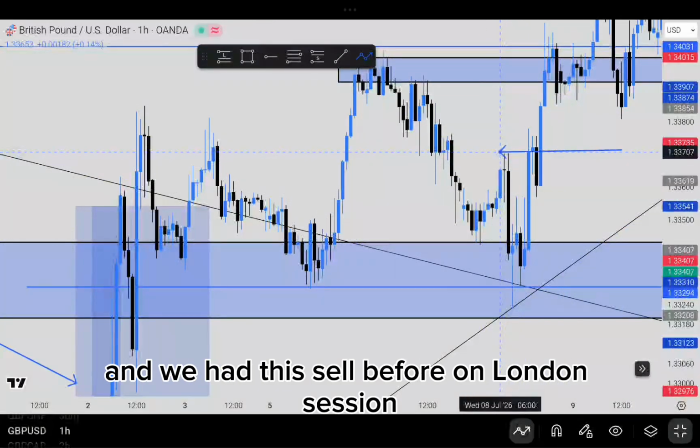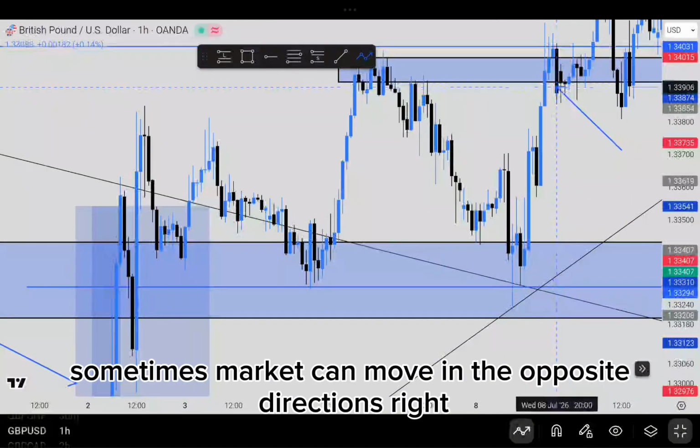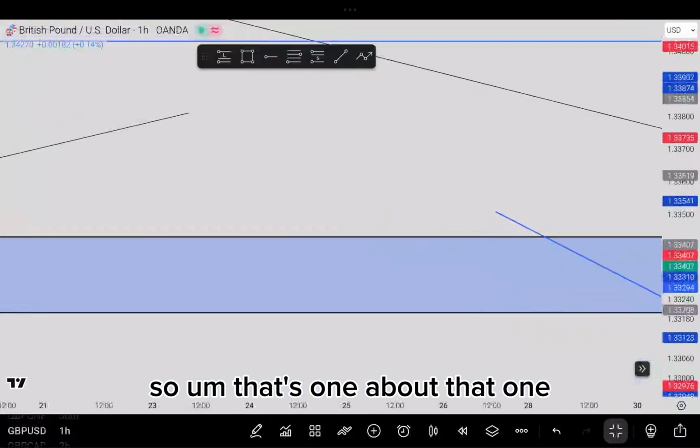And we had this sell before on London session, then we had the New York session move up. Sometimes the market can move in opposite directions, right? So that's about that one.